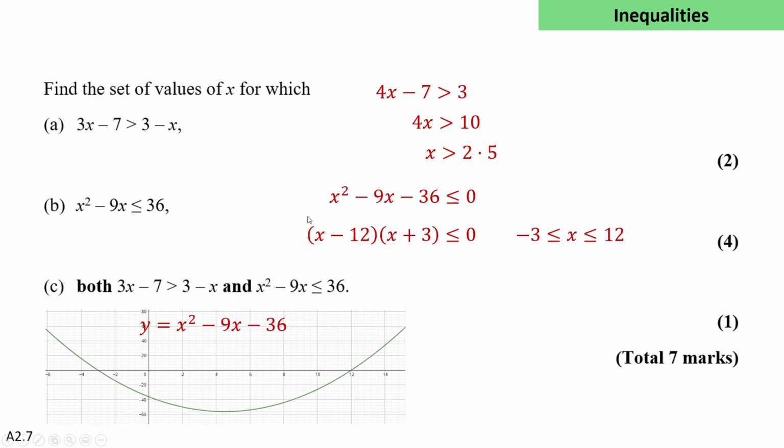So for x squared minus 9x minus 36 to be less than or equal to 0, x needs to be between minus 3 and plus 12. And then finally, for both of the inequalities to hold, it means that x has to be greater than 2.5 and x has to be between minus 3 and 12. So for both to hold, x has to be strictly greater than 2.5 and less than or equal to 12.